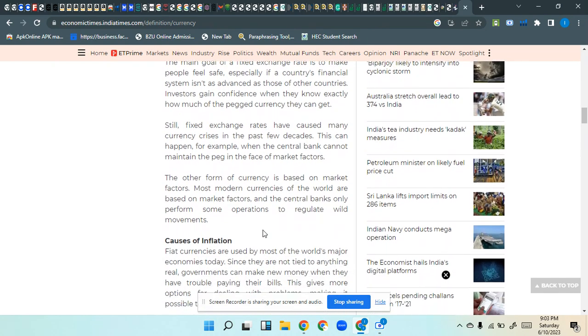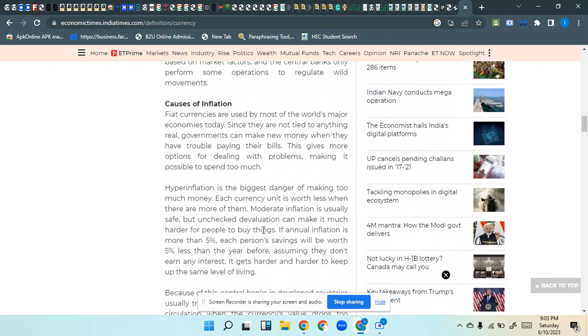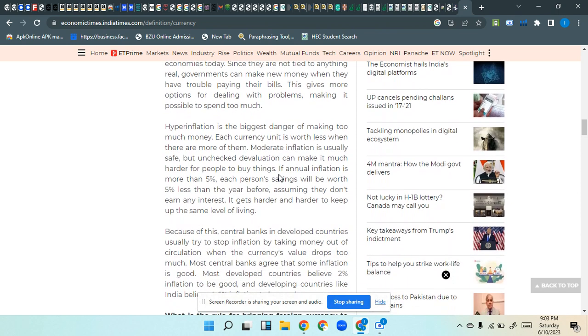So, causes of inflation. Currencies are used by most of the world's major economies today, since they are not tied to anything real. Governments can make new money when they have trouble paying their bills. This gives more options for dealing with problems, making it possible to spend too much. Hyperinflation is the biggest danger of making too much money. Each currency unit is worth less when there are more of them.